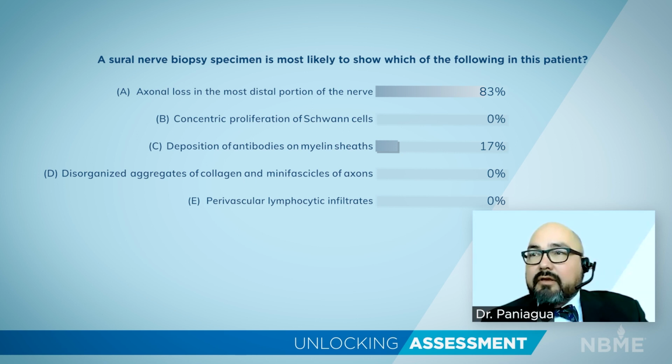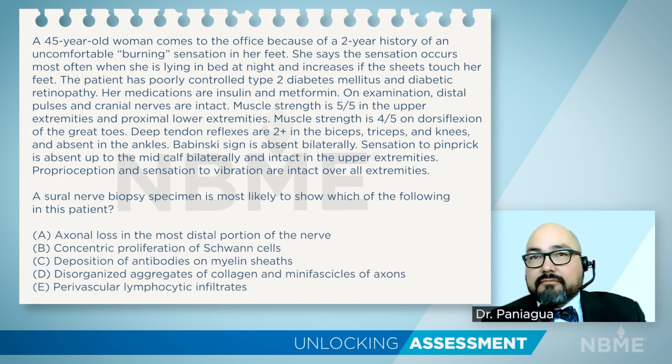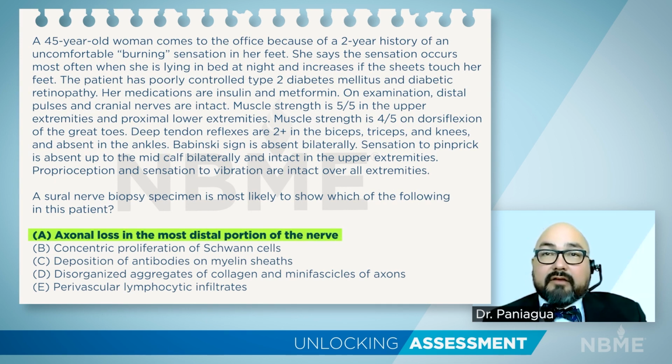Okay, and it looks like most of you went for A, axonal loss in the most distal portion of the nerve, and we had a few takers for C, deposition of antibodies on myelin sheaths. Let's go ahead and reveal the keyed correct answer. And the keyed correct answer is A, axonal loss in the most distal portion of the nerve.